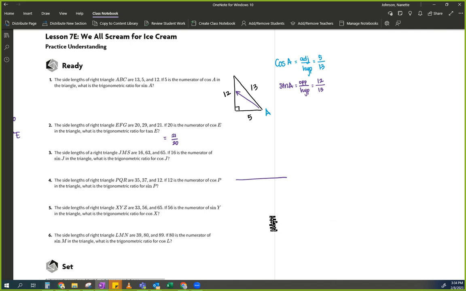And it's okay if you're like, Miss Johnson, my triangles don't look like right triangles. That's okay. That's why I keep drawing this little right angle symbol in here so that you see it.